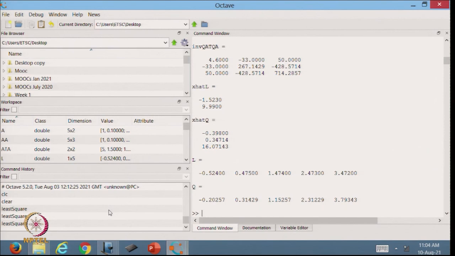So, first I will check these things. Up to now we have seen that this is my x L hat. So, the value of A is minus 1.52 and B is 9.99, and for the quadratic the value of A is 0.93980, B value this one and C value this one. So, this is the coordinates of the line that is passing through the given points, and this is the coordinates of the quadratic passing through whatever coordinates we found from the given quadratic form.